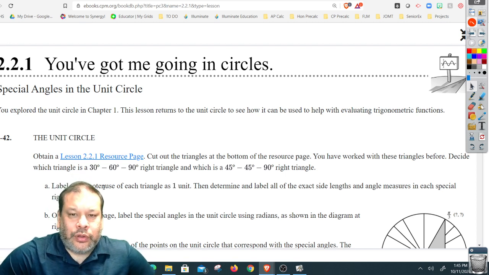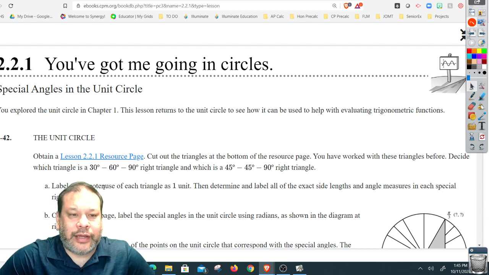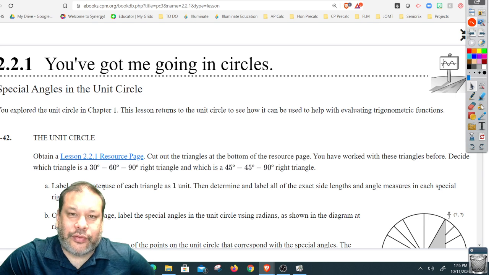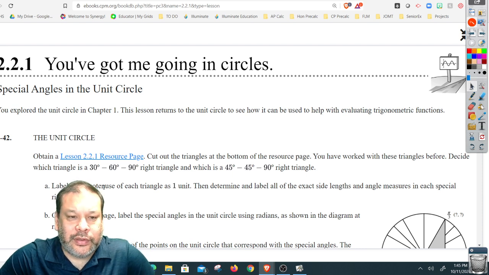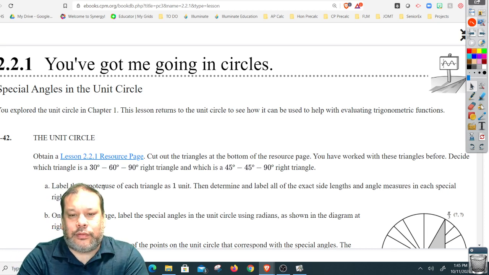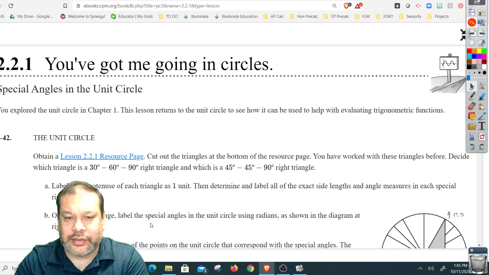And in 1.3.2, we took the circle, cut it out, folded it up, and found the common angles. And the common angles are the special angles in the unit circle. And the special angles are the special right triangles, the same angles in the 30, 60, 90 and the 45, 45, 90. And we'll use that extensively in further chapters and lessons in pre-calculus. So we know how to convert between radians and degrees.